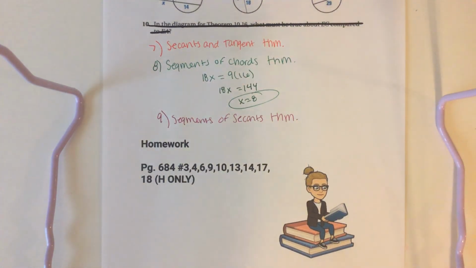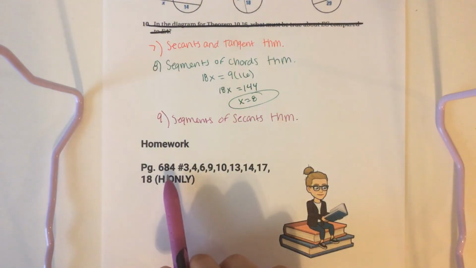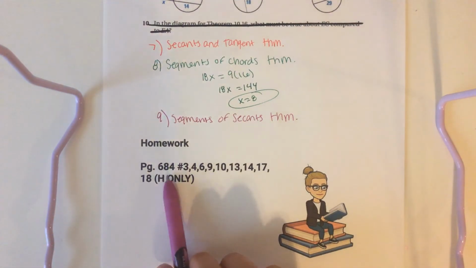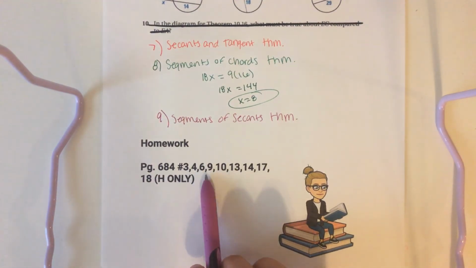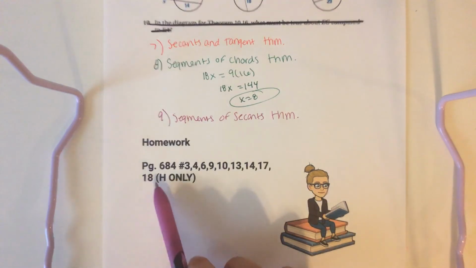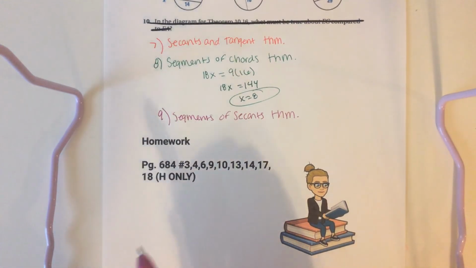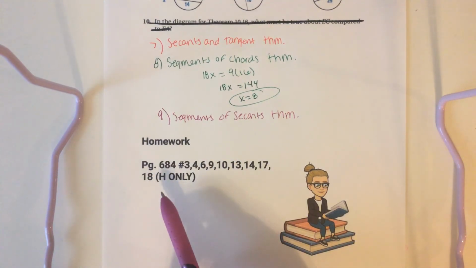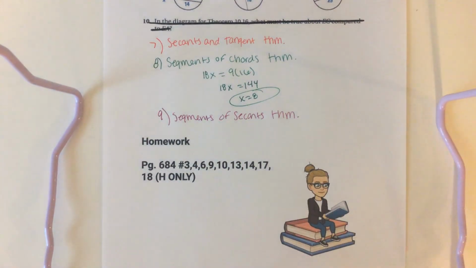So your homework for this section is on page 684. The pages will also be posted on the classroom: number 3, 4, 6, 9, 10, 13, 14, 17. And then if you are in honors, I want you to go ahead and do 18 as well. Again, you won't have any factoring on these or anything like that. These are going to be more straightforward, and that's why the numbers are listed out more than that, because I was particular about which problems I wanted you to do. There's your homework for this section. Please email me if you have any questions.